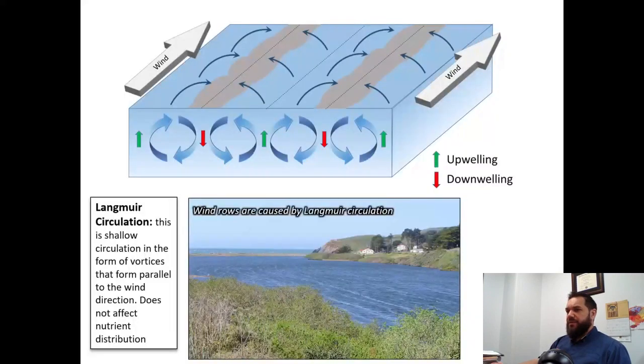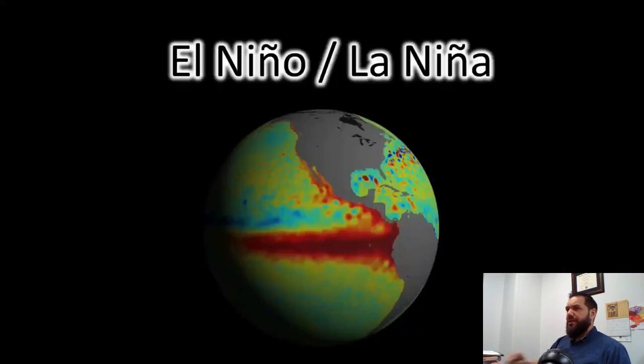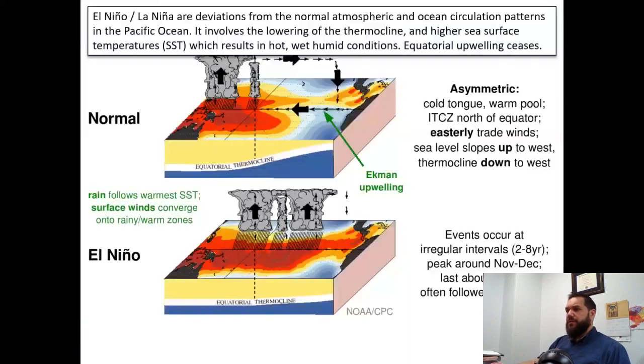I'm going to skip this Langmuir circulation, so I won't even ask about it. But let's talk a little bit about El Nino and La Nina effects. El Nino and La Nina are deviations. You've probably heard of these terms before. Maybe you've heard, oh, it's an El Nino year or it's a La Nina year. You want to understand what that means.